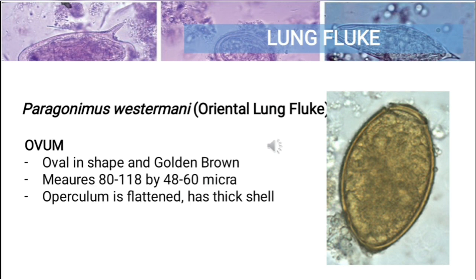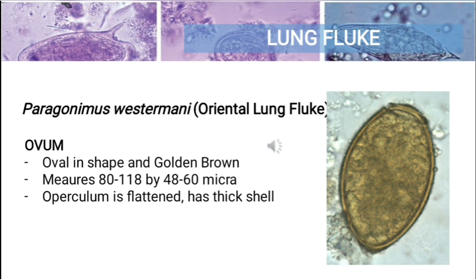And let us proceed to the ovum or the egg of our Paragonimus westermani. So, the egg is oval, yellowish brown, and has a thick shell which measures 80 to 118 micrometers by 48 to 60 micrometers and has a flattened but prominent operculum. Opposite the operculum is a thickened abopercular portion.